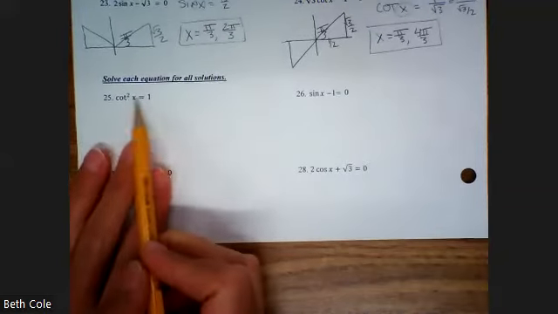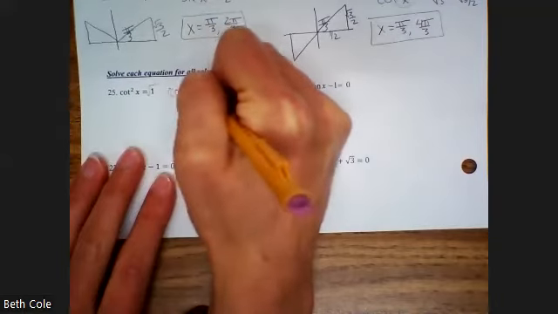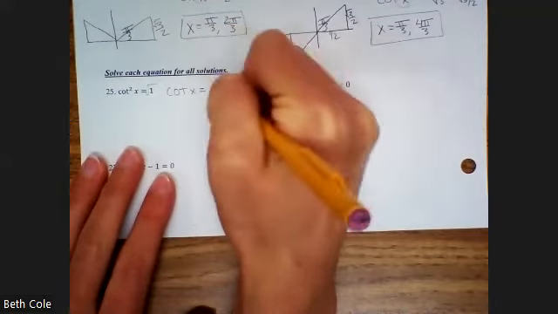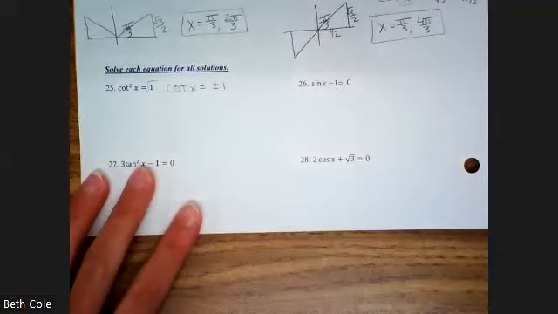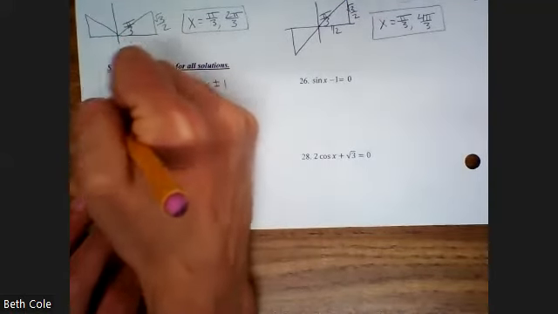For this one, to get rid of the squared, you would square root. So you're going to need to put plus and minus, and your square root of 1 is just 1. So plus and minus 1. So we are in all 4 quadrants.